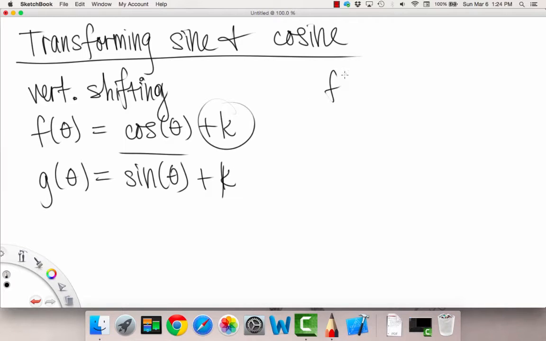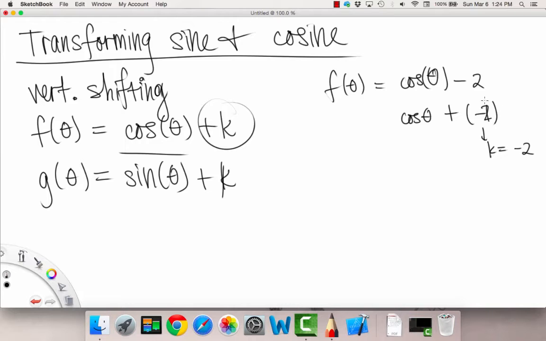Alrighty? So let's do an example of this. Let's say f of theta is equal to cosine theta, and we'll do, not plus 2, let's do minus 2 instead. Okay, so in this case, we actually have cosine theta plus a negative 2. Or this is our k. So k is equal to negative 2. Alright? So actually what our graph is going to look like is the following.